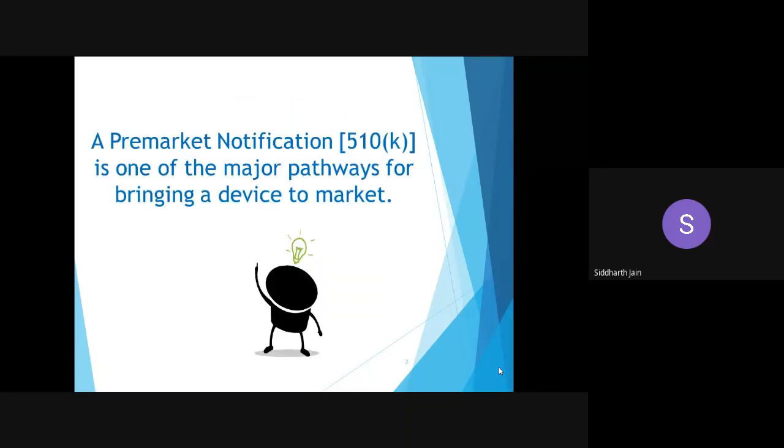Next slide. Yeah, so a 510K is a pre-market notification, one of the major pathways for bringing a device into the market if you would like to enter the USA market.